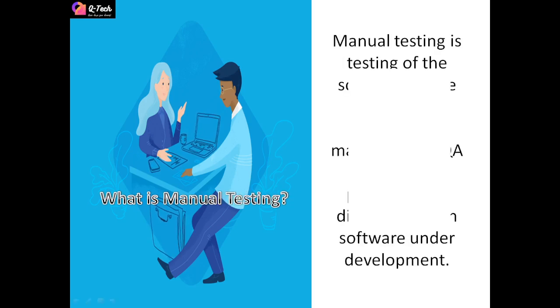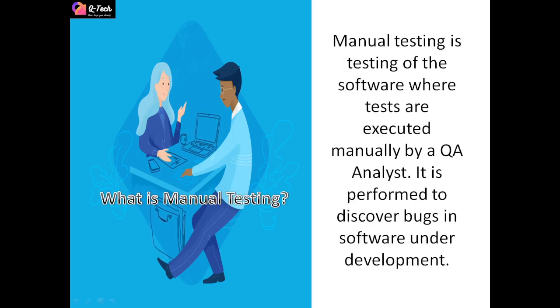Okay, so in manual testing, generally the QA analyst or tester performs the testing or executes the test cases manually, finds the bugs, and raises these bugs. So that process is known as manual testing. In manual testing, generally QA testers create or prepare test cases, and those test cases are executed by the testers manually.